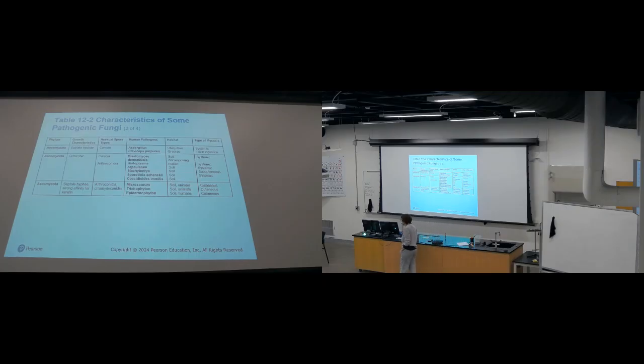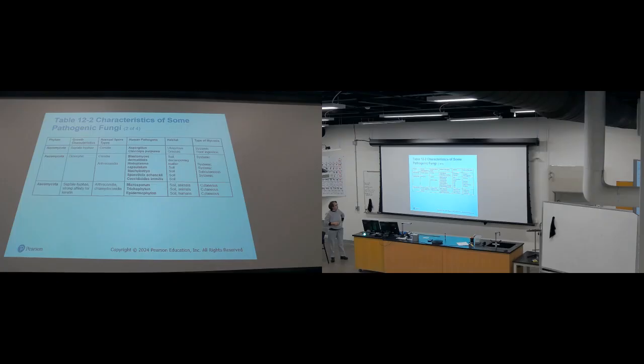Sporothrix schenckii is found sometimes in rose bushes, and when gardeners are cutting roses or taking care of the rose bush, sometimes they stab themselves a little bit with a thorn, and then they end up with a lot of inflammation that doesn't go away. Well, sometimes these rose bushes can be contaminated with Sporothrix schenckii, and then the person has sporotrichosis.